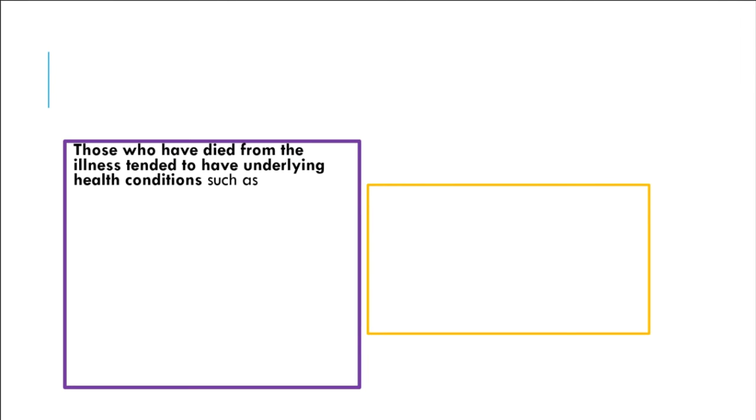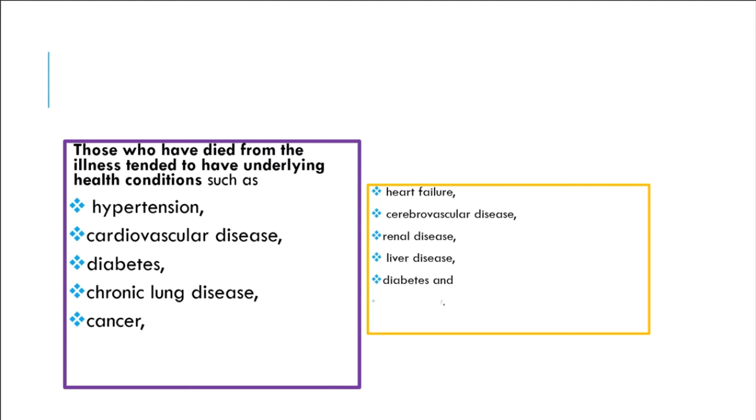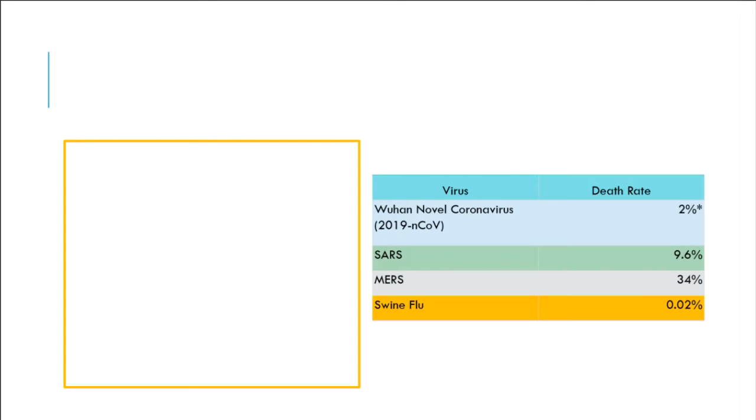Those who have died from the illness tended to have underlying health conditions such as hypertension, cardiovascular disease, diabetes, chronic lung disease, cancer, heart failure, cerebrovascular disease, renal disease, liver disease, and pregnancy.